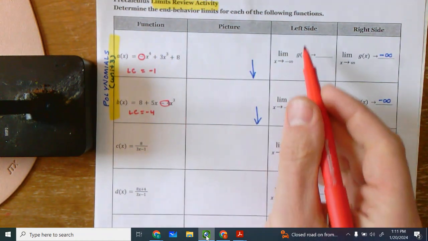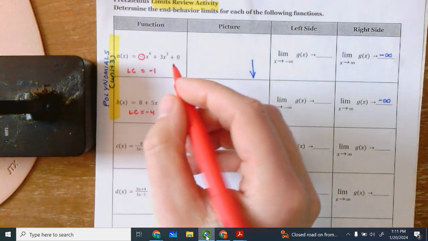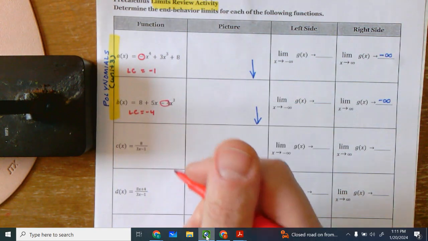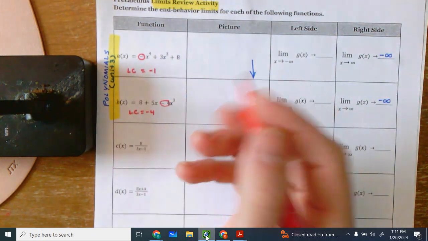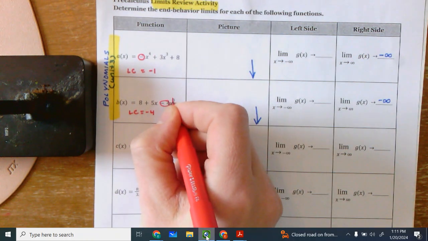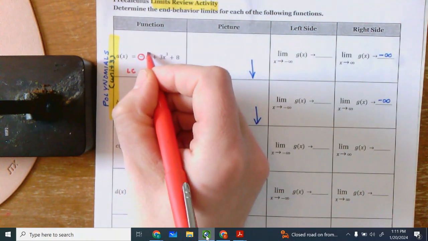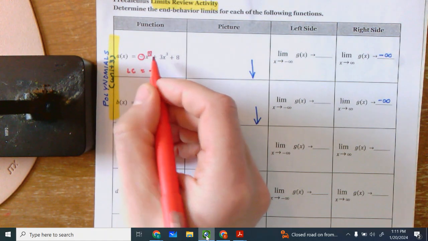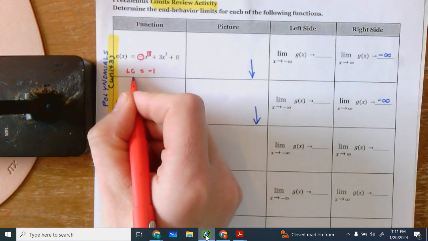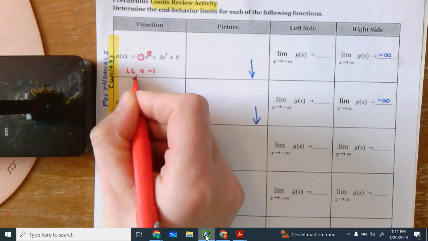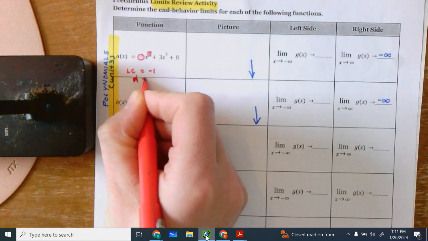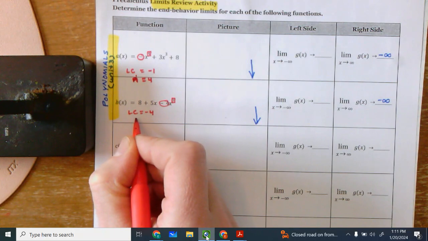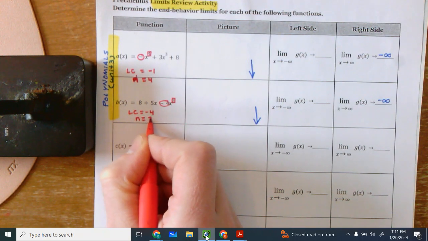The left side limit, which we're trying to identify here, is determined by the degree of the polynomial. Now notice that these are in standard form, and that means if you want the degree, all you need to do is look at the largest exponent. So here our degree, we usually use an n, is 4. And here our degree would be 3.